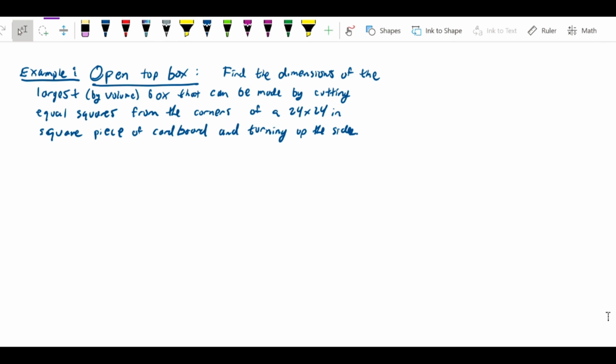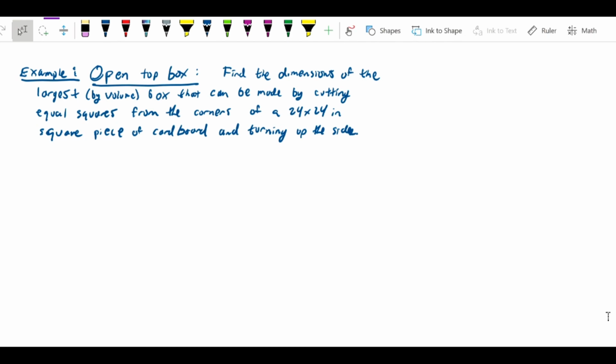For our next problem, we're going to optimize the volume of a box. What we want to do is find the dimensions of the largest box. When I say largest, I mean the box with the highest volume that can be made by cutting equal squares from the corners of a 24 by 24 inch square piece of cardboard and turning up the sides.